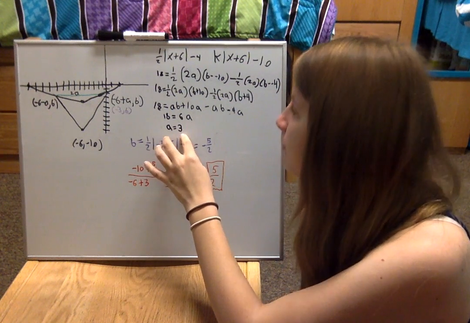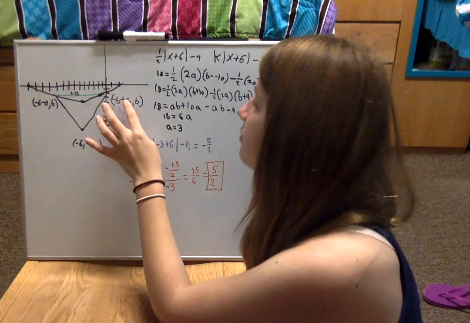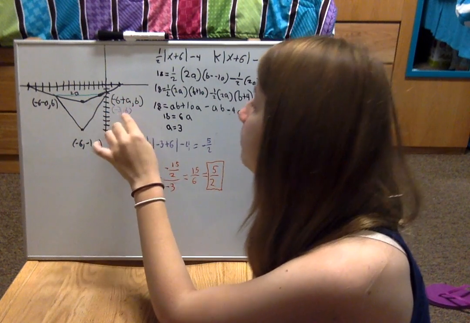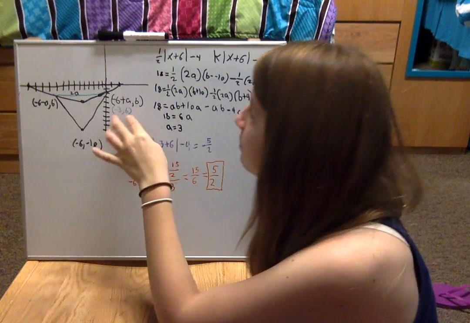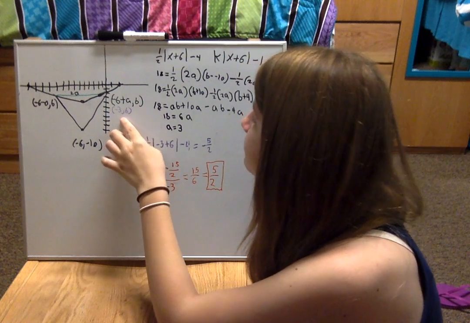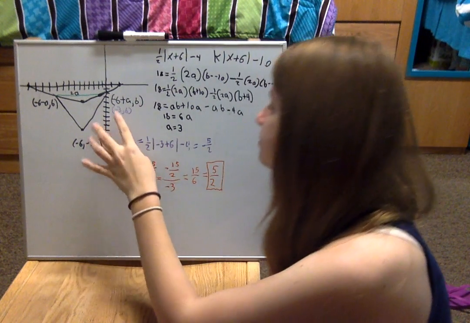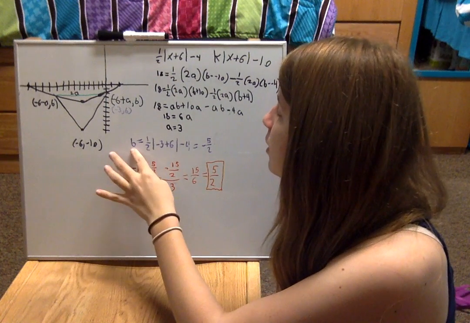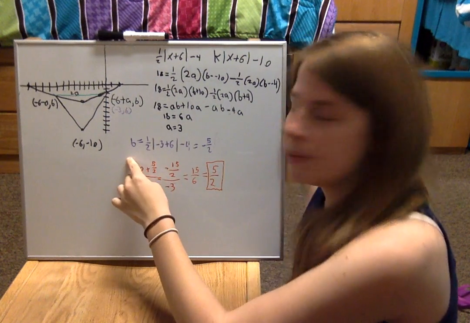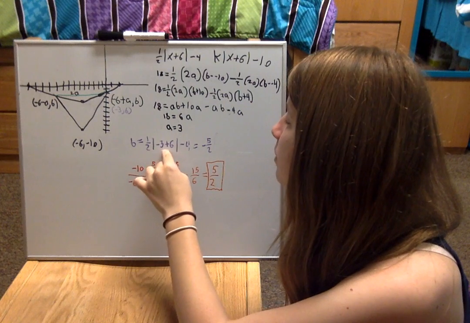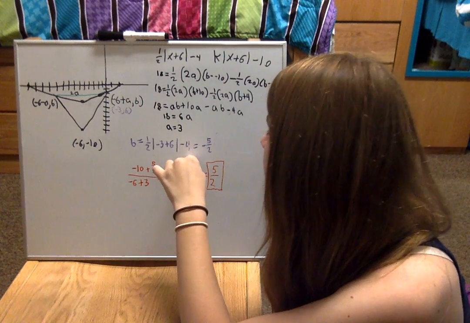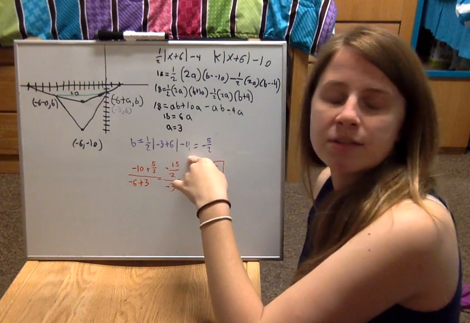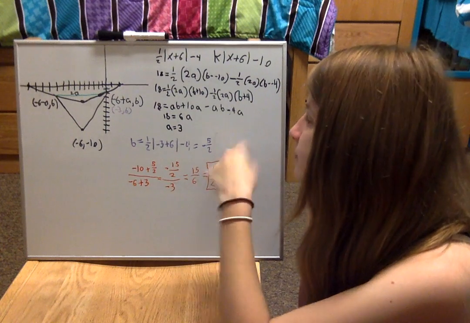So a is 3. So then I plugged the a into one of these. So I picked this one. So -6 plus 3 is -3. So then we can plug that into the first equation. So we know that b is the y value. So b is going to equal 1/2 times the absolute value of -3 plus 6, minus 4. And that came out to be -5/2.